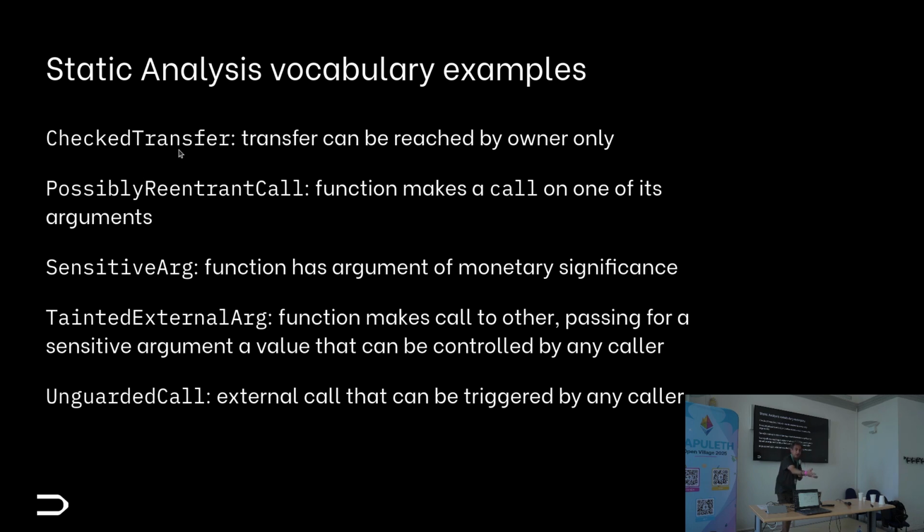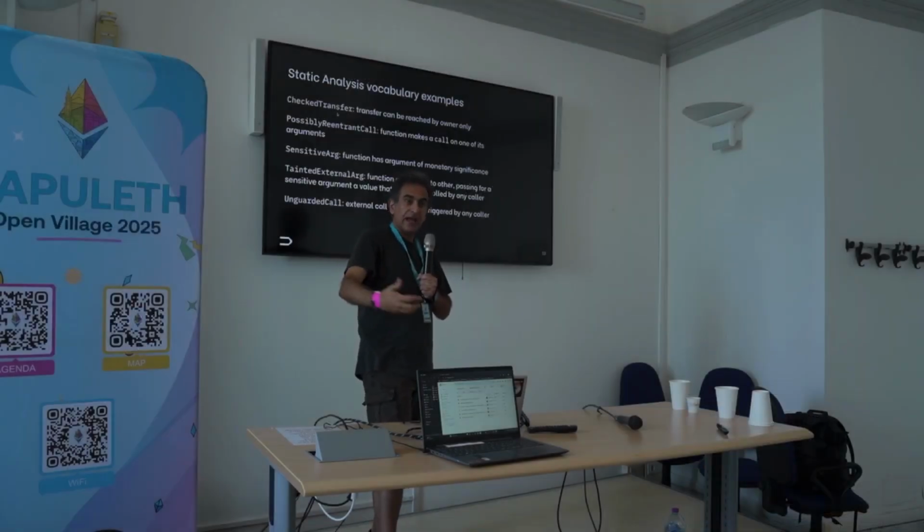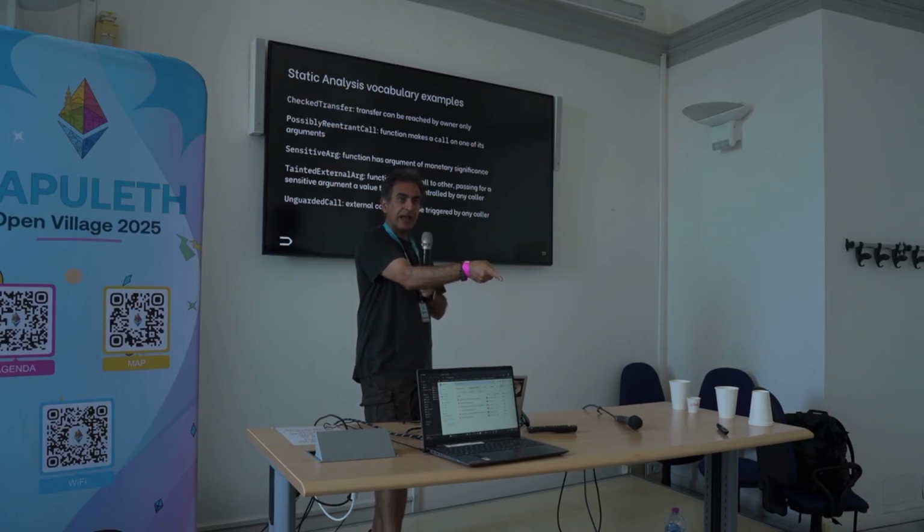This function does a transfer, but before it does the transfer, it makes sure that the only caller that can reach that line is the owner of the contract. That's what we call a checked transfer. That's very useful if you want to say, hey, there are some privileges in this contract. It does a privilege transfer at that point. And now I saw it somehow being executed by someone who's not the owner, for instance.